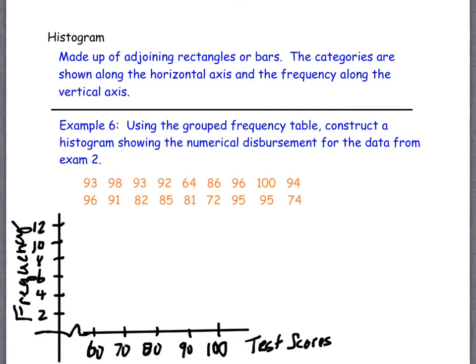So what is this graph going to be? What is my title for my graph going to be? What was it that we had before, Beth? Grades from second exam. Grades from a second exam.